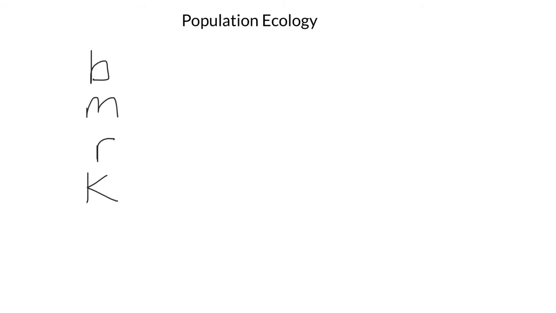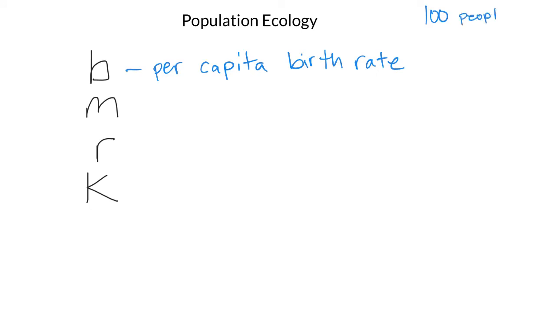All right, so these are the variables which are important for understanding and calculating our population growth. B is the per capita birth rate. Okay, so if there are 100 people in this population and 10 of them have babies, per capita means we're going to divide this by the total number. So it's going to be 10 divided by 100, or 0.1.